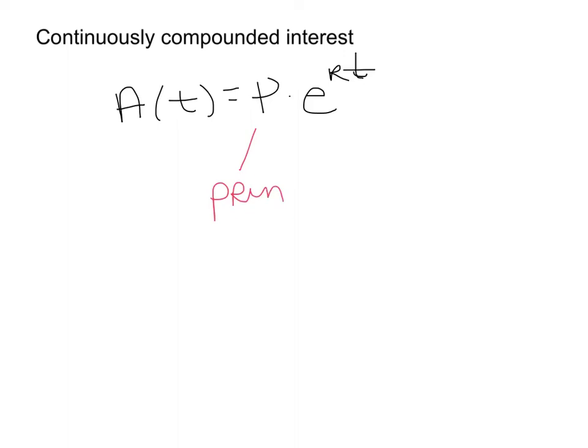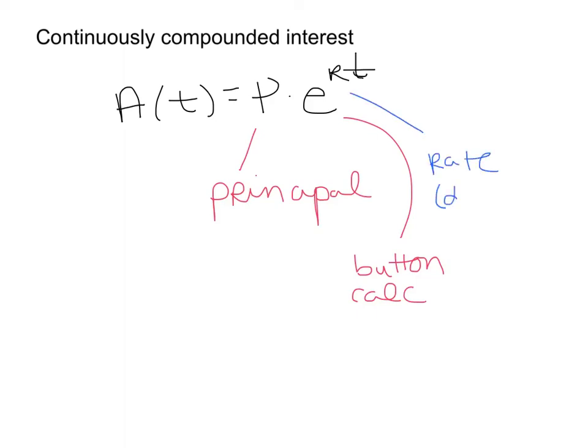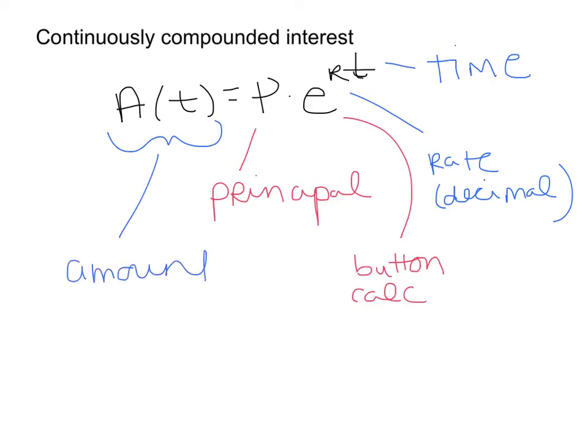Now we're going to look at exponential models that are using compounded continuous interest. The formula for continuous interest is A of t equals P times e to the rt power. P stands for your principal. e is the button on the calculator that we were just talking about. r represents the rate. Remember, it's the rate as a decimal. t represents time. And A of t, of course, represents the amount after t time.